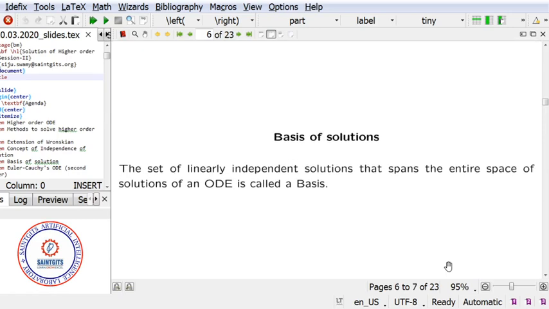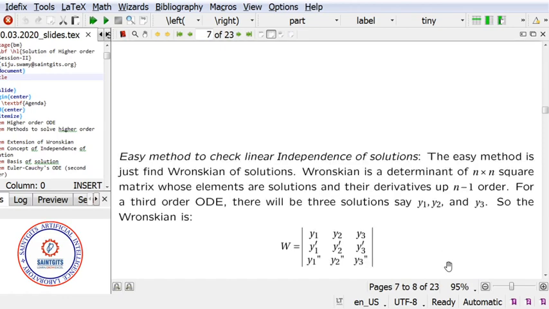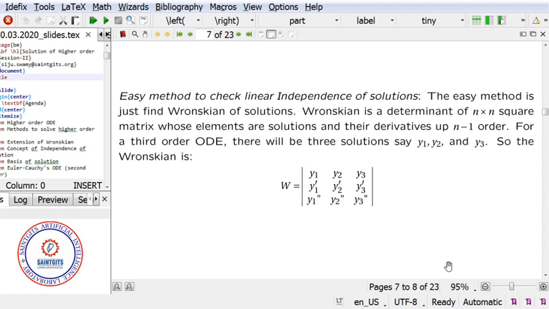The next topic is a basis of solution. The set of linearly independent solutions that spans the entire space of solution of an ordinary differential equation is termed as basis. So a basis should be linearly independent set and it will span the entire set of solutions. Then there is a natural question, how to check linear independence of solution. The easiest method is the Wronskian method. In that case we calculate the Wronskian. If the Wronskian determinant is not equal to 0, then the set of solutions are linearly independent.